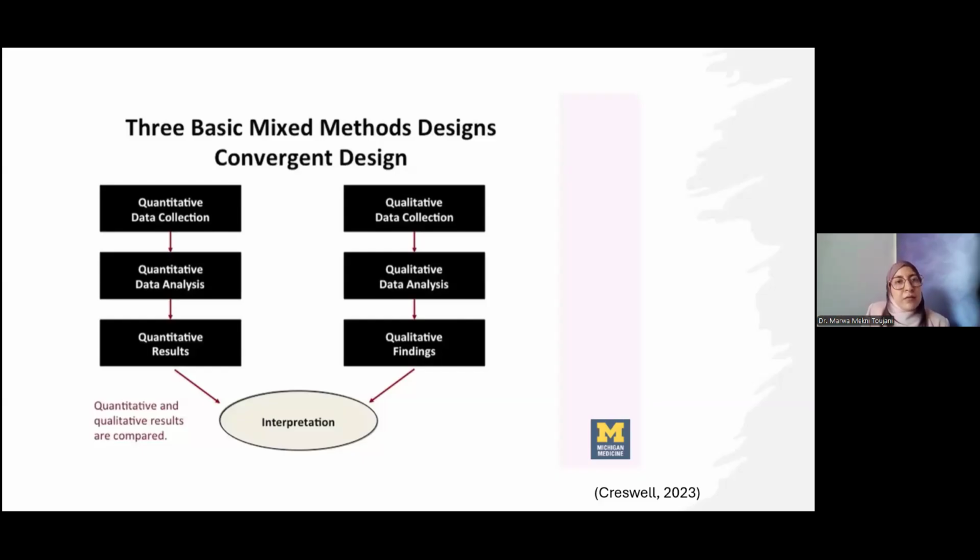In a nutshell, I'll summarize what I said. We have quantitative data collected independently of the qualitative data. Then we have qualitative data also collected independently, as if I have the two instruments separated from each other, and then I analyze them. At the level of interpretation, I combine these results.